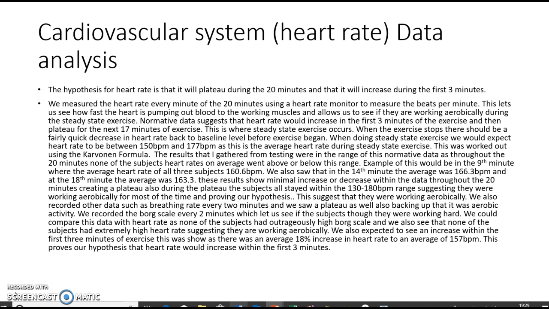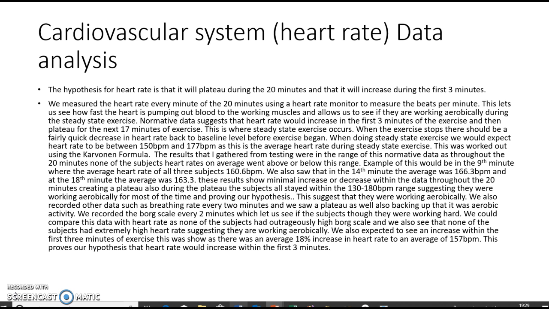We recorded Borg scale every 2 minutes to see if the subjects thought they were working hard. We could compare this data to heart rate, as none of the subjects had an outrageously high Borg scale. However, it did increase, but none of it was extremely high, and their heart rate wasn't extremely high, suggesting that they were working aerobically.